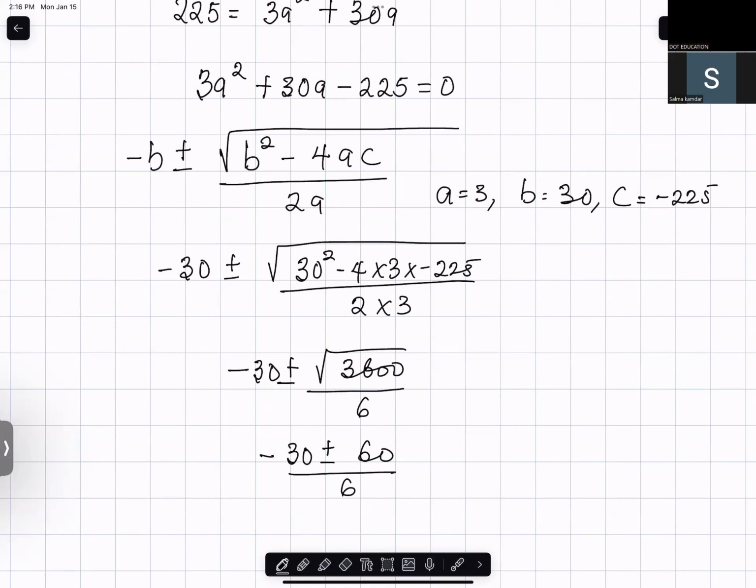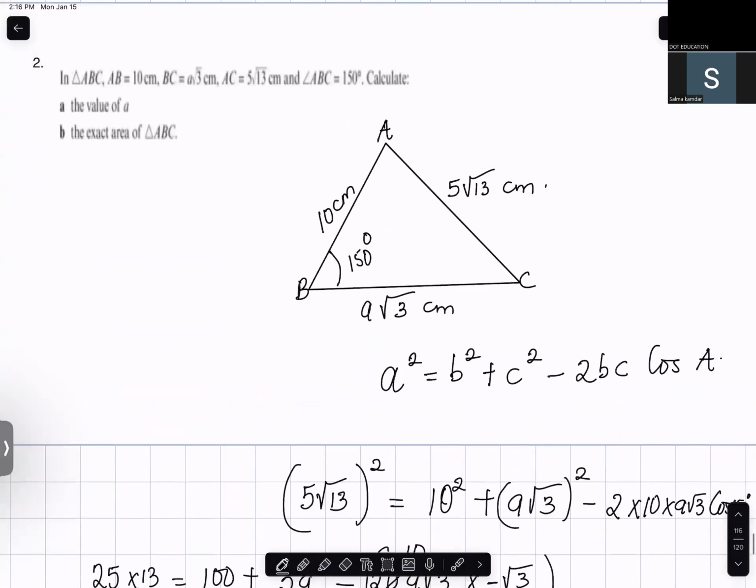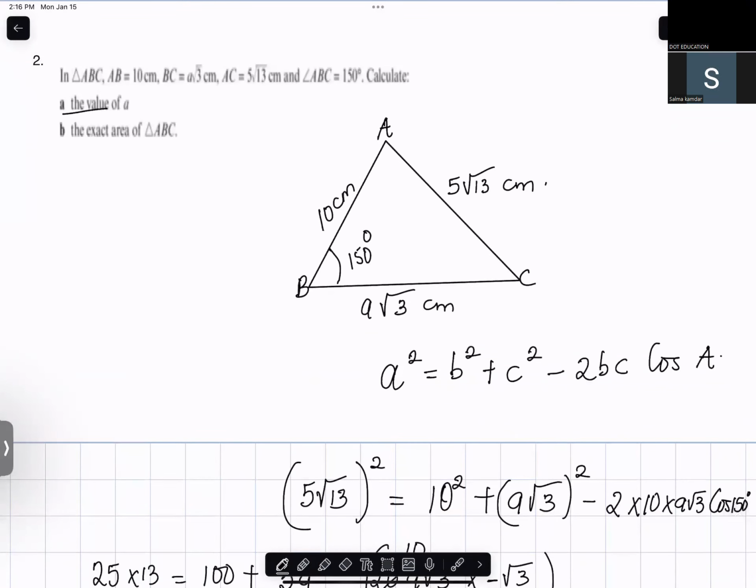So minus 30 plus 60 divided by 6 gives us 30 over 6. So my value for that is equal to 5. So I have my a as 6. So we've gotten the answer for the value of a. So a given to us here is 6.